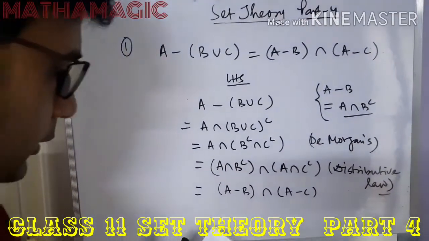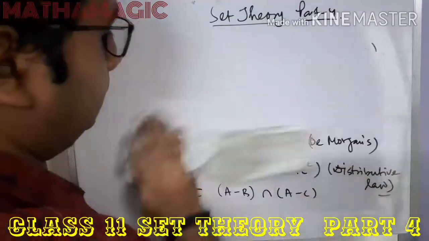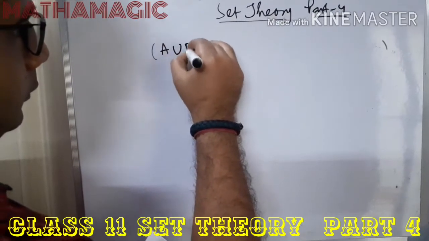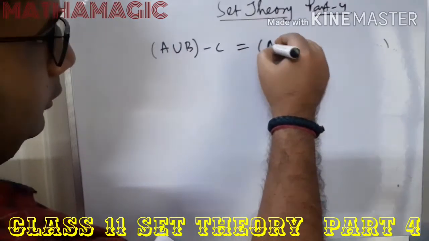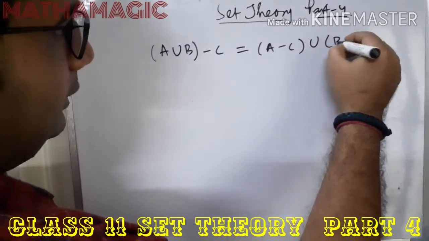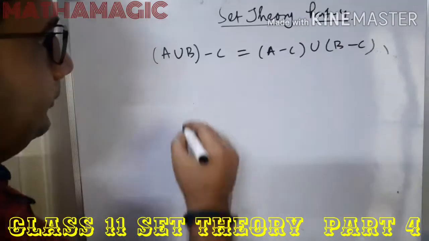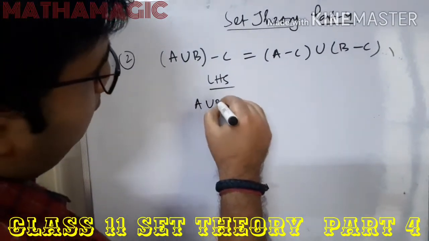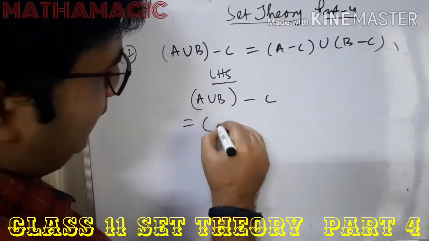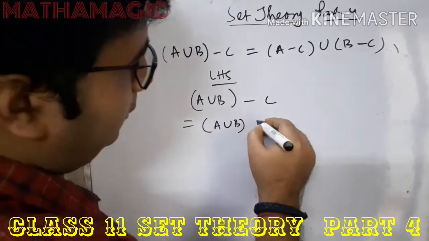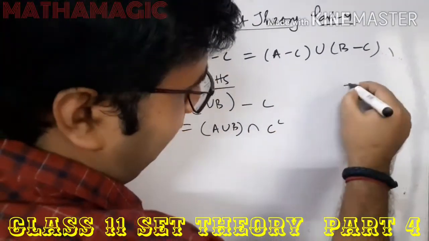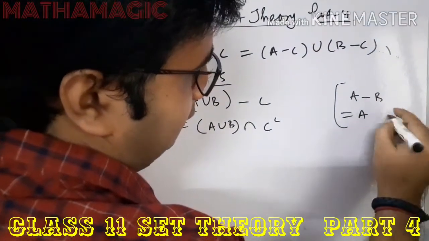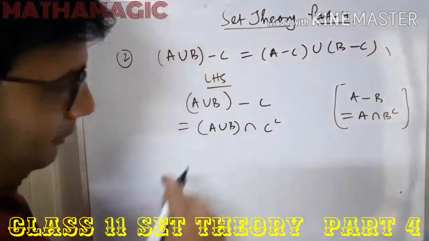So the next problem is (A union B) minus C is equal to (A minus C) union (B minus C). So we'll take again the left hand side. This is problem number 2. Now (A union B) minus C, the same rule will be used here. We can write (A union B) intersection C complement, as we have seen that A minus B equals A intersection B complement. The same rule is getting applied here.